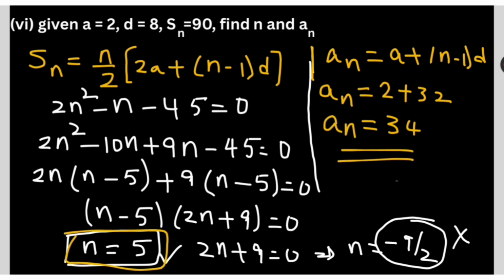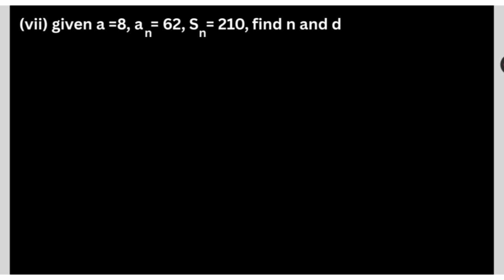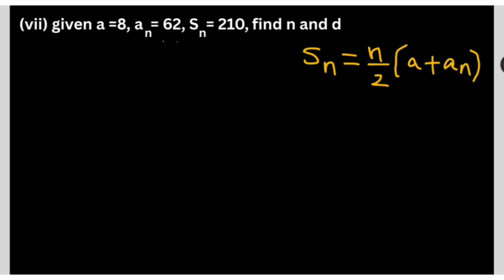Let's go to the next question, which is the 7th one. Given that the first term is 8, an equals 62, and Sn equals 210. Here we know the first term, which is a, and we know the last term, which is 62. To find Sn, we can use the first term plus last term formula, because we know both. So what is Sn? 210. Let's substitute 210 equal to n, we don't know, just write it as it is. Then n over 2 times the first term.